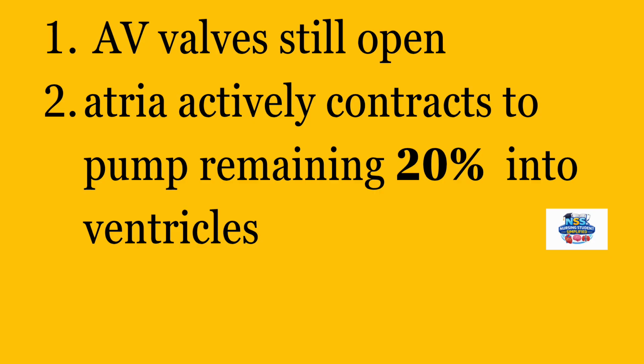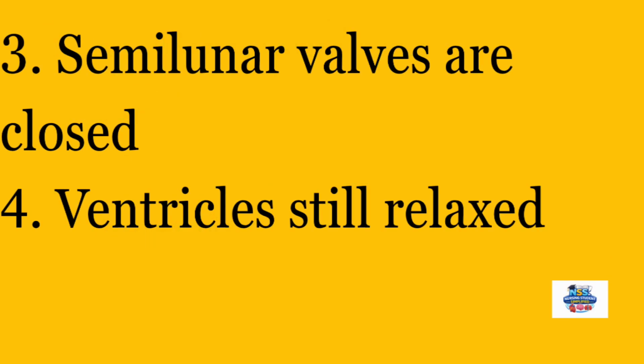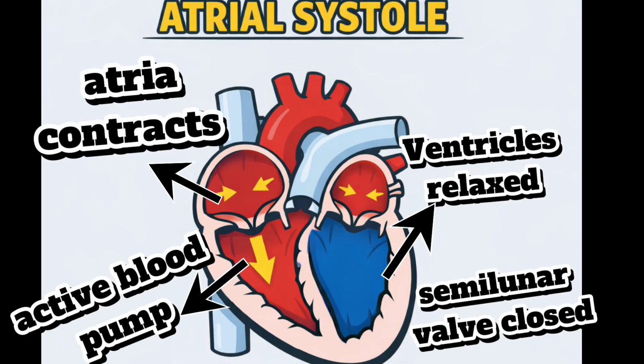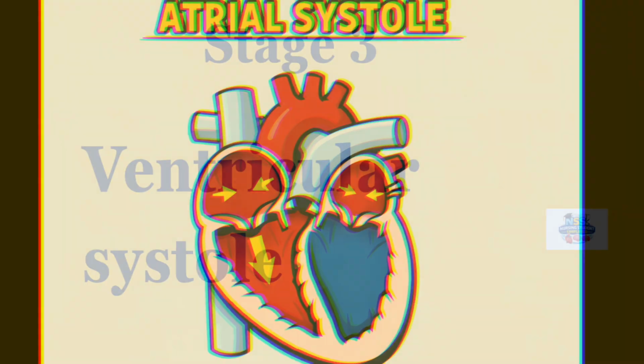So the AV valves are still open because they have to be open so that the blood can flow from the atria into the ventricles. The ventricles are still relaxed because before the ventricles will contract, the atria has to finish contracting to push all its blood into the ventricle. The semilunar valves are closed. The heart is not pumping out anything, it's only still receiving at this point.